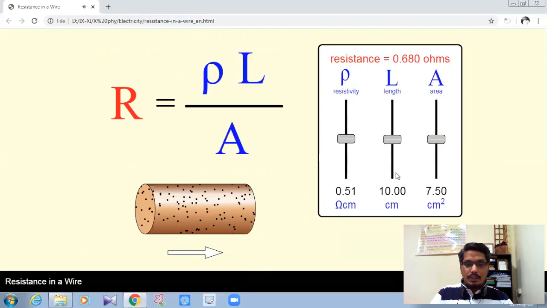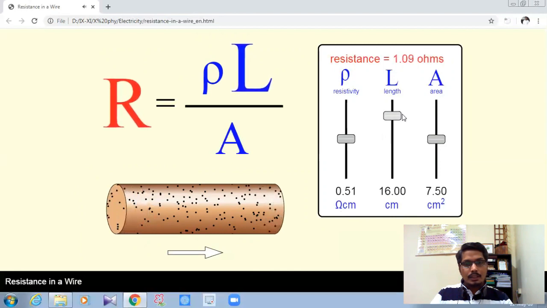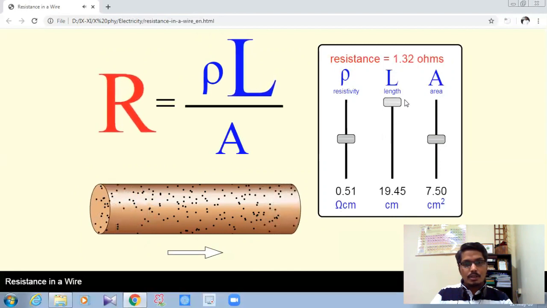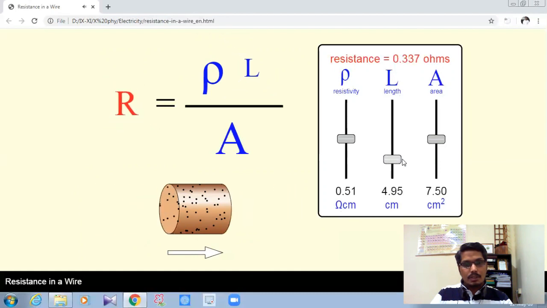Now the second factor, the length of the conductor. Presently, we have taken a wire of 10 centimeter length. Now, what happens to the resistance when we are increasing the length of the conductor? You can see here, as the length increases, the resistance is also getting increased. And when the length decreases, the resistance decreases.